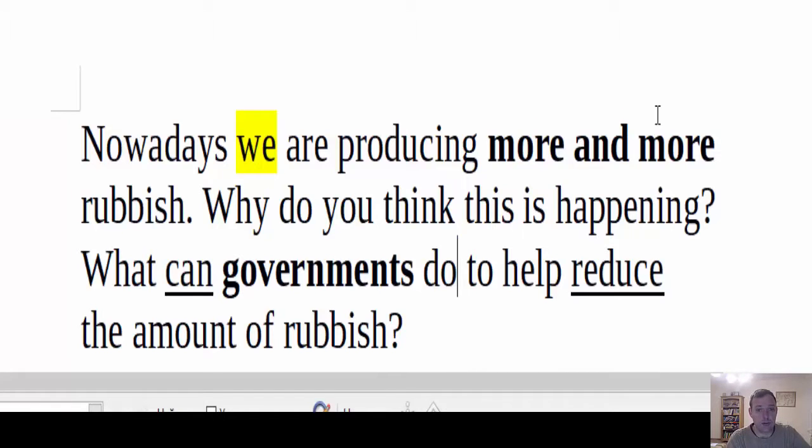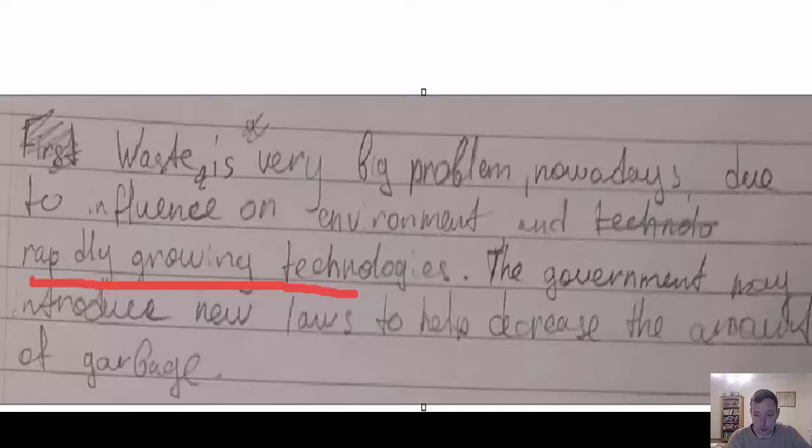The fact that nowadays we are producing more and more rubbish. So one aspect is we. Do they talk about we? Waste is a very big problem. So is it we? Is it companies? They don't introduce the idea of we, which here I think just means people. So they've got the general idea, but they're missing some of the specific details.